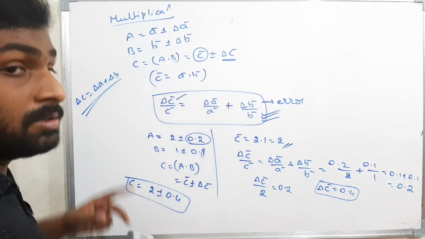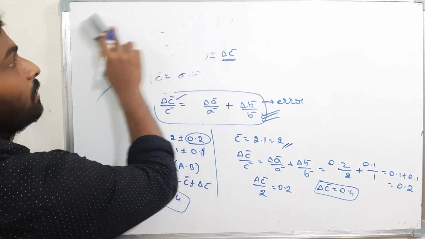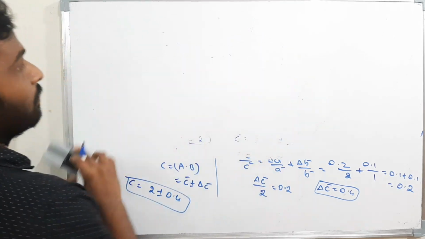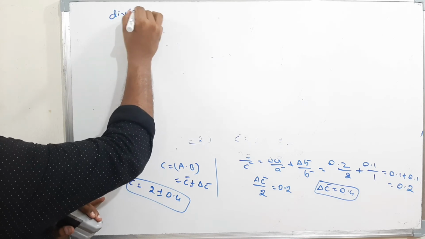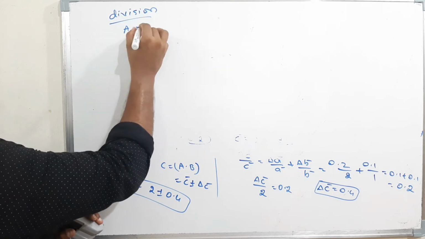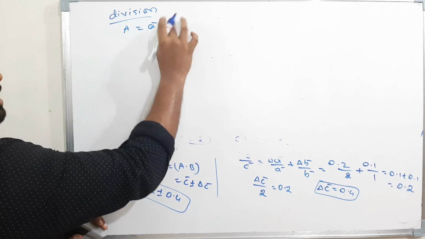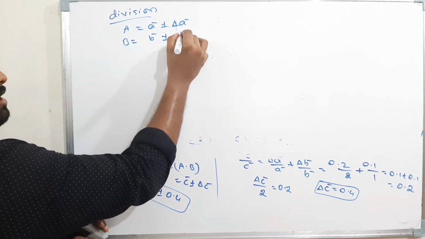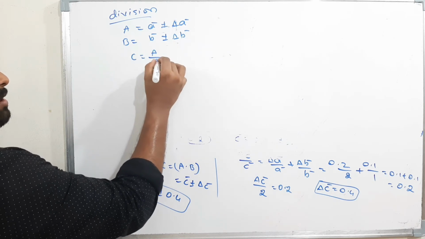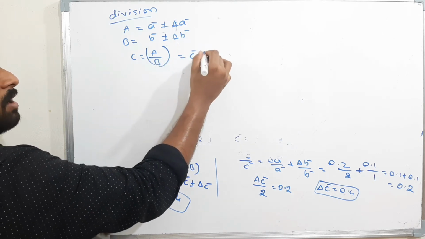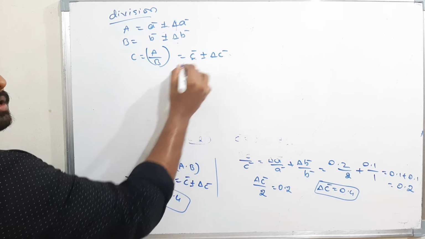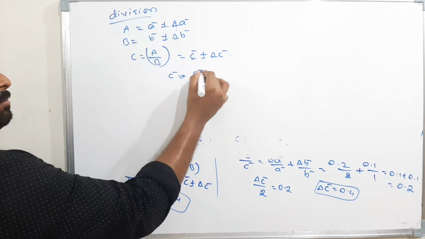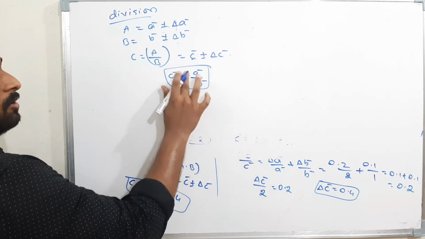But now when it is in division, what to do? Observe carefully. A is equal to A bar plus or minus delta A bar, and B is equal to B bar plus or minus delta B bar, and C is equal to A by B. Now you have to find it in the form C bar plus or minus delta C bar. Now what is C bar? The C bar will take the same operation, that means division, therefore A bar by B bar. I got C bar, well and good.